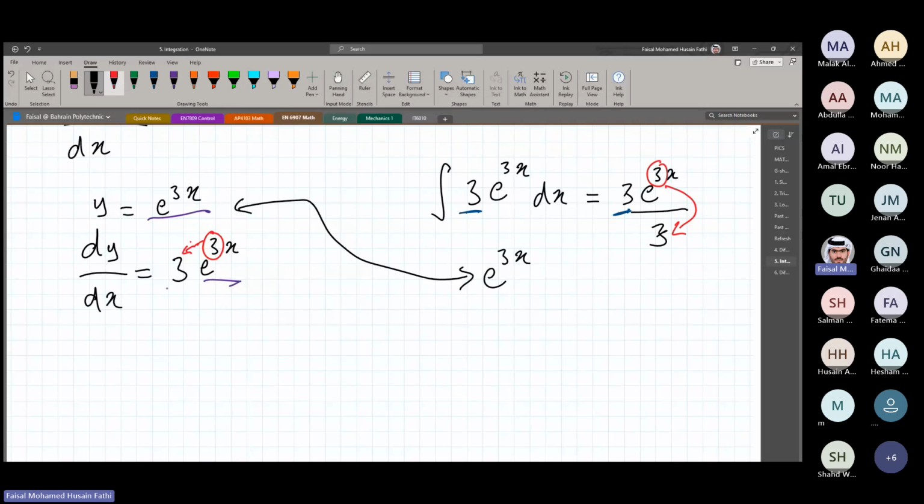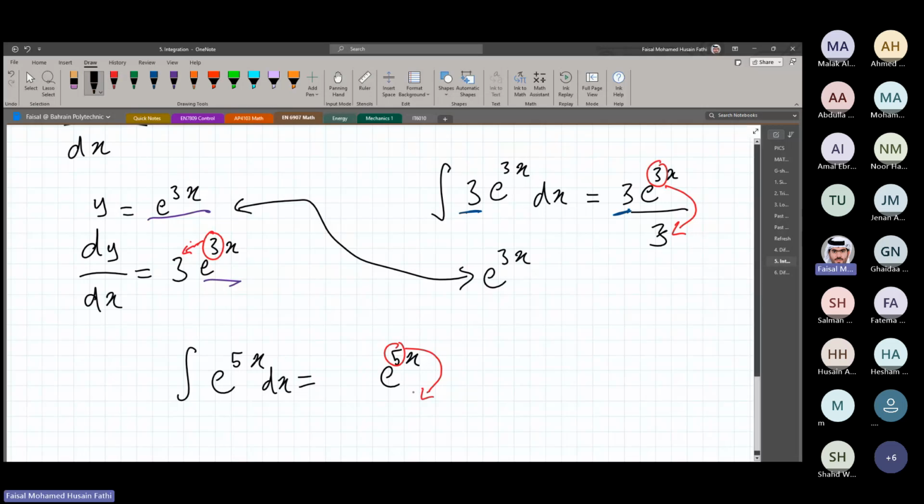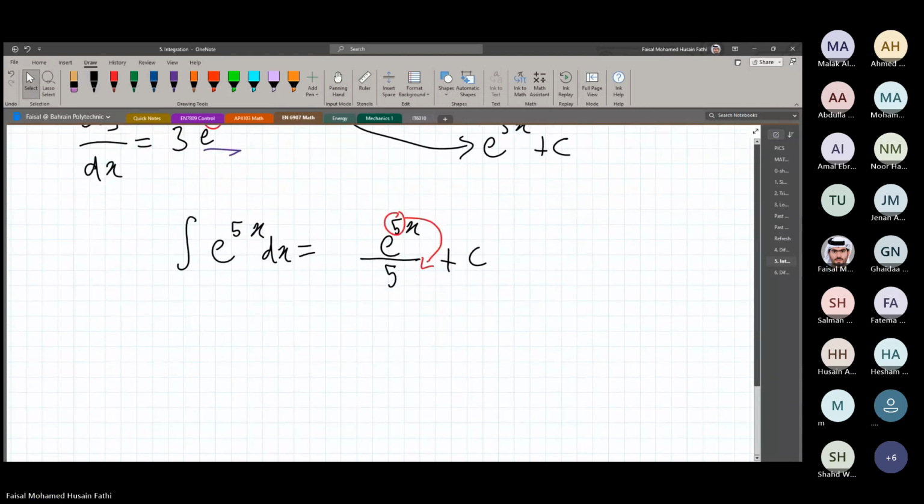So in other words, we can say that the integration of e to the power of 5x dx is going to be e to the power of 5x. This does not change, but we have to divide by this number. So it's going to be over 5, of course, plus c. And that's it. This is how you integrate when it comes to exponentials. Okay?